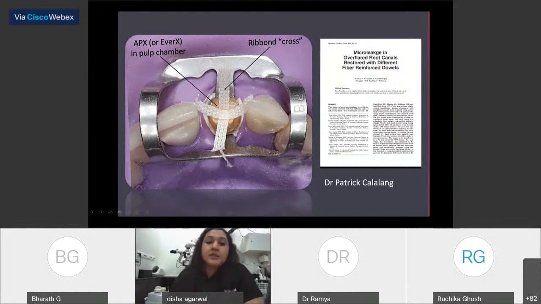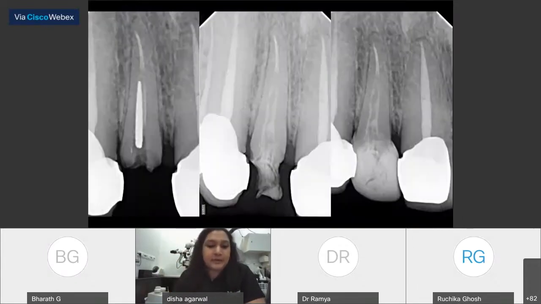Put a crisscross like that. Put the primer inside your canal, put the bond, put your dual cure resin cement, and once you place your dual cure resin cement, form this crisscross and insert it into your resin cement. Something like this.